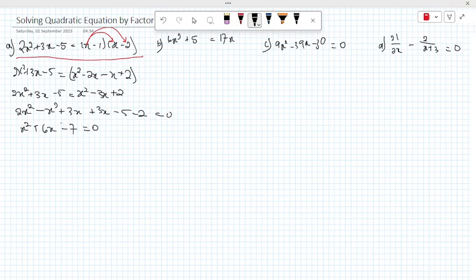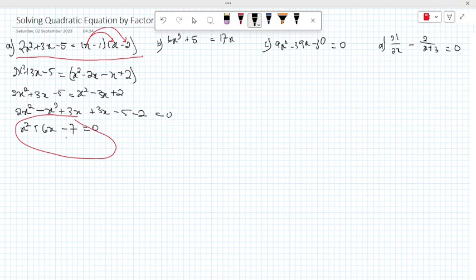We need to factorize what? Looking for the value of x. We're not looking for the value of x squared, or we're not supposed to leave it in this expression. We are close to our answer. So what do you do now? Now we need to factorize.